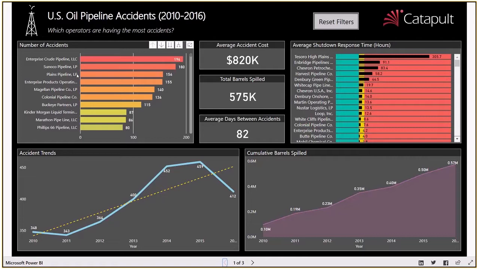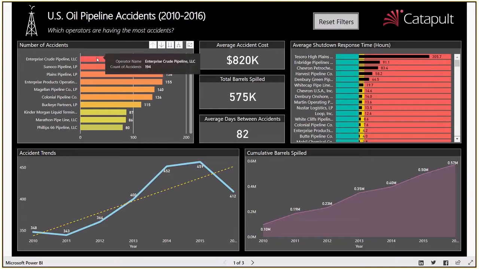Here you can see among all of the pipeline operators who have had the most accidents, the number of accidents trending over time, and the cumulative barrels spilled among all the operators. On the top right, we can see on average how many hours it took for each operator to shut down their particular pipeline after an incident. And then in the middle here, we see different ways of quantifying the impact of these accidents. You have this at-a-glance view, but you can also drill down into specific operators.